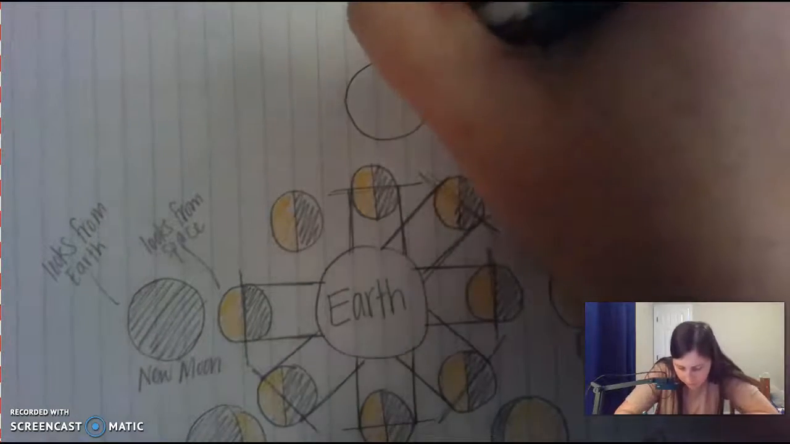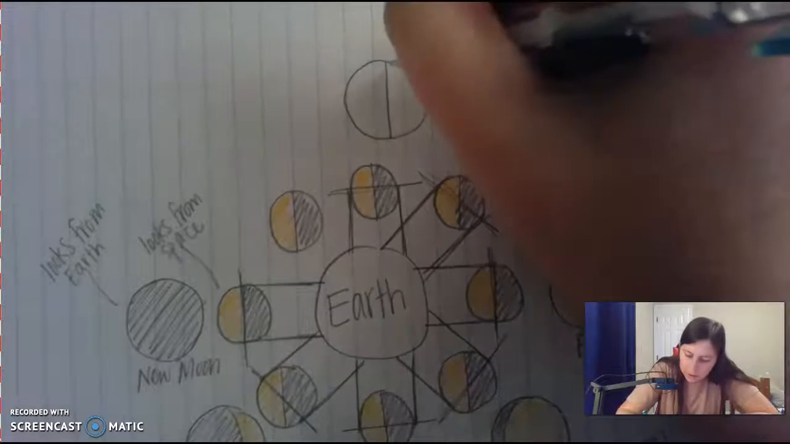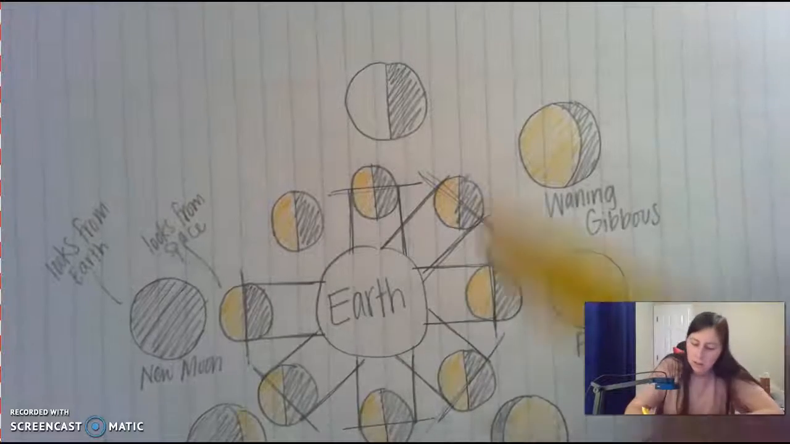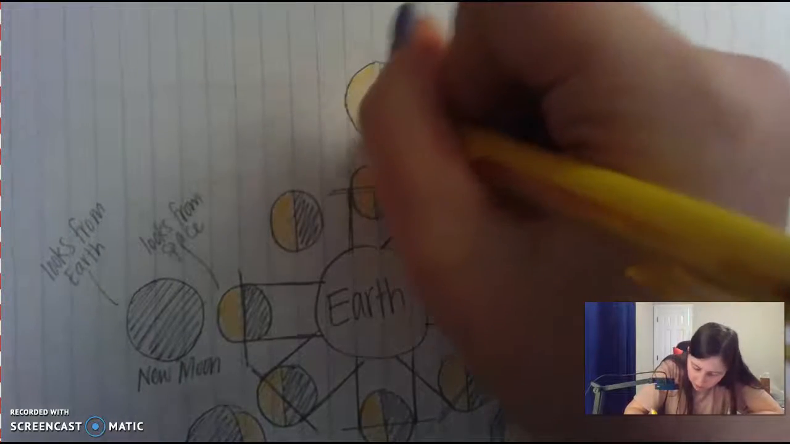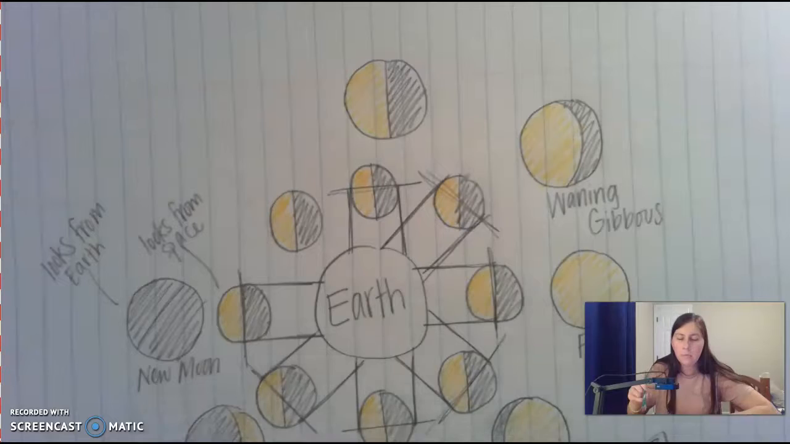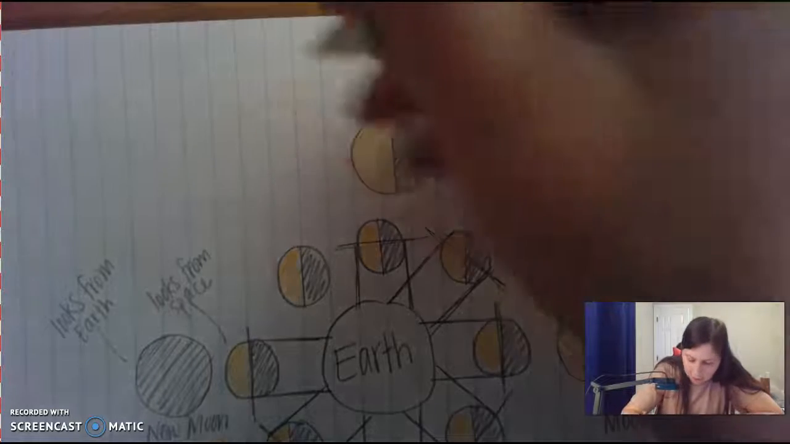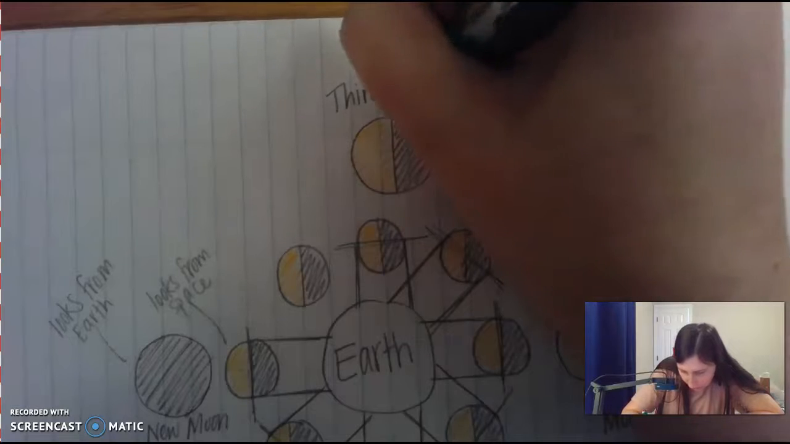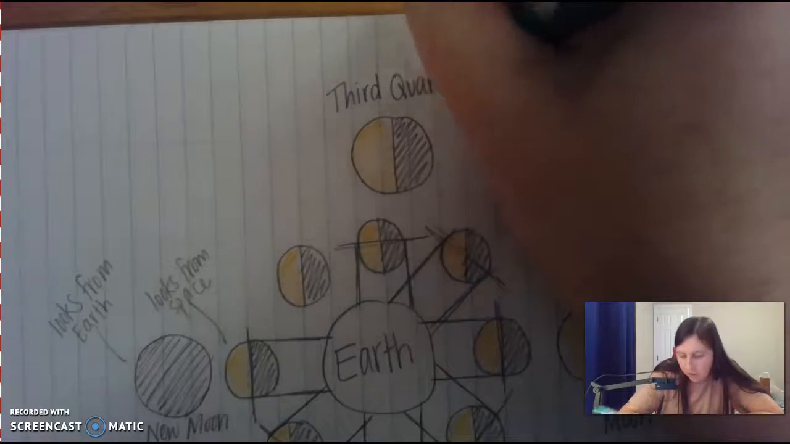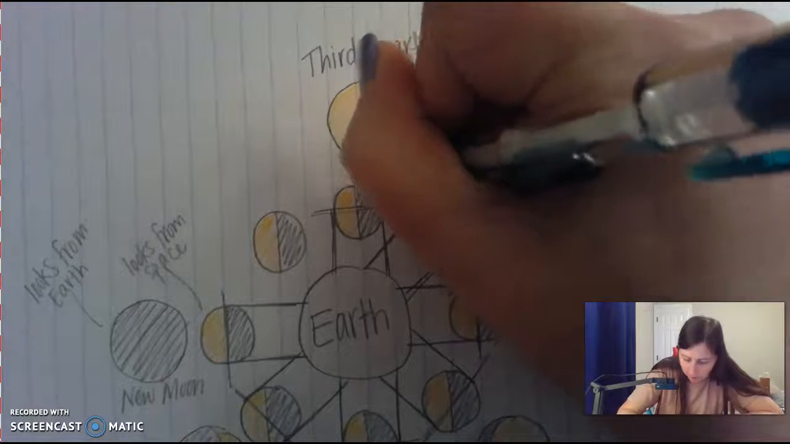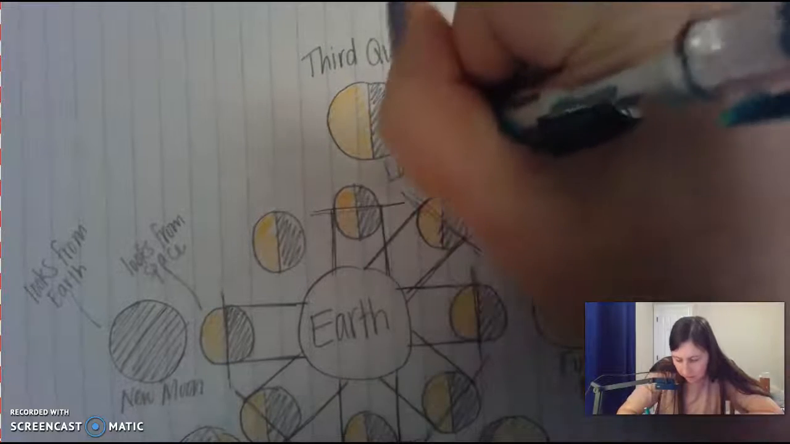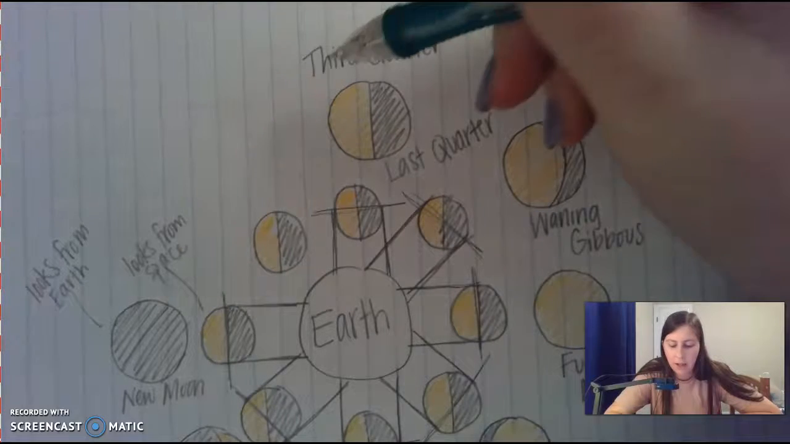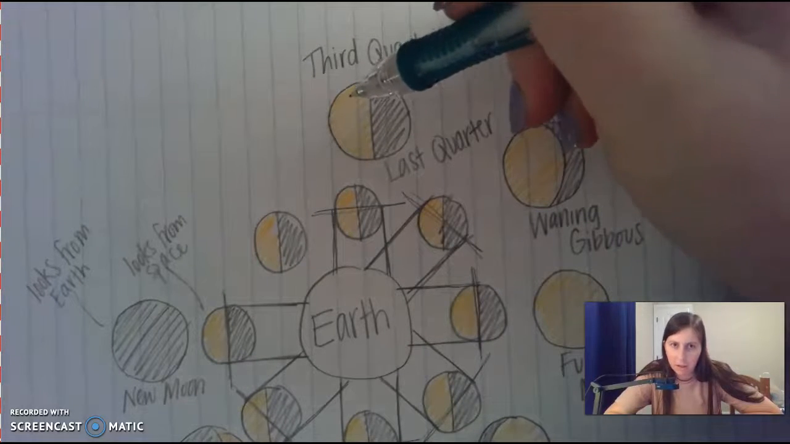My moon, I'm going to split it in half. I said the darkness is on the right and the light is on the left. Now this is known either as a 3rd quarter or a last quarter. I am totally fine with you calling it either one. I typically use last quarter because then I remember that on the last quarter, the light is on the left.